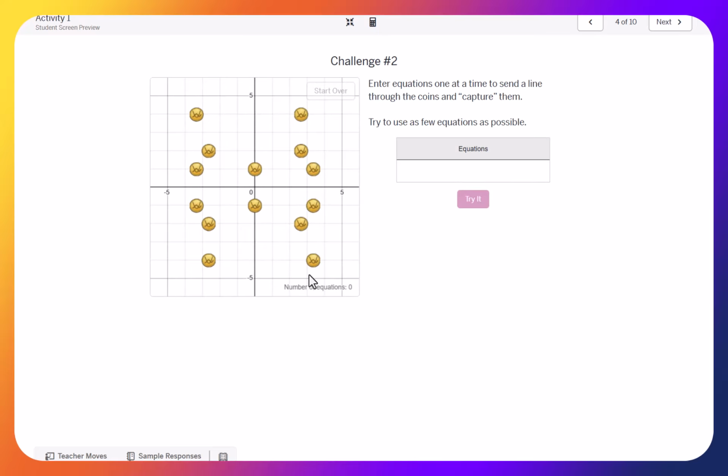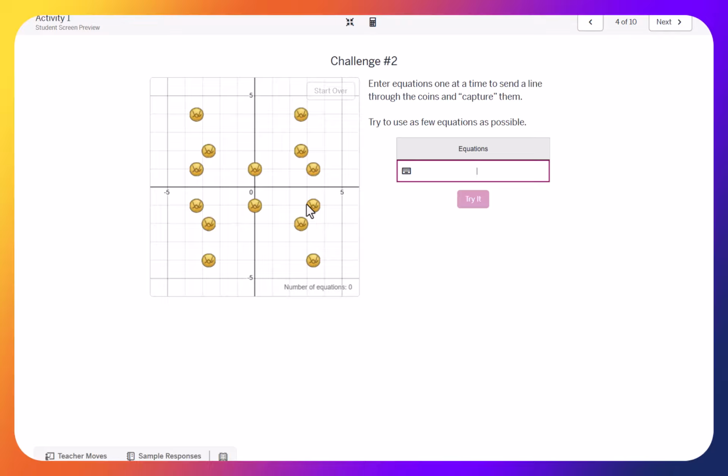You'll be making a challenge later on, and if I make a vertical line and it just nicks these coins a little bit, it'll still capture those coins. So here we're told to enter equations one at a time to send a line through the coins and capture them, and try to use as few equations as possible. I think I can do it with 3 vertical lines. All of my equations are going to start with x equals. I'm going to start on the right.